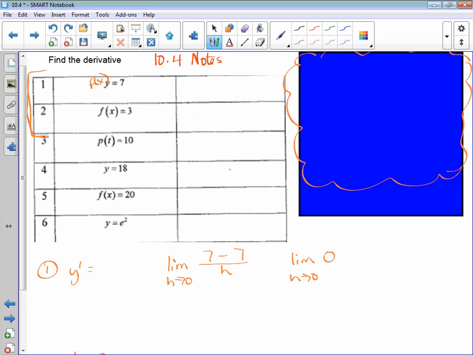Do not overthink this, guys. It's not 0 over 0. There's no h left anymore. It's just 0. So y prime equals 0.